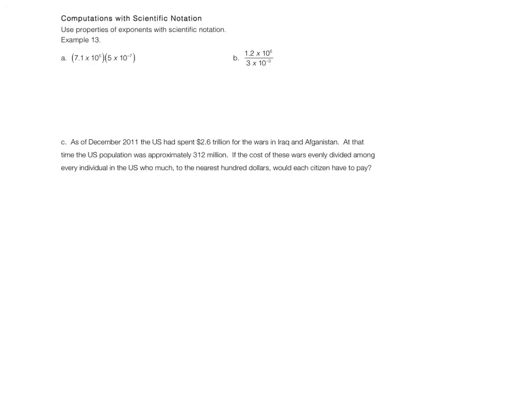Finally, we're going to look at some computations using scientific notation. Now, in example 13, since this is all multiplied, and it doesn't matter what order I multiply, it might be easier to think of this as 7.1 times 5 times 10 to the 5th times 10 to the negative 7th. And now you can see that these two together, 7.1 times 5 is 35.5. And now we're using our exponent rule on this portion. So 5 plus negative 7 is 10 to the negative 2 there.